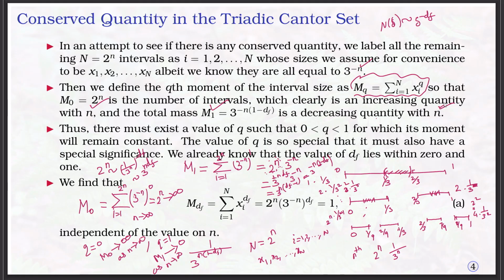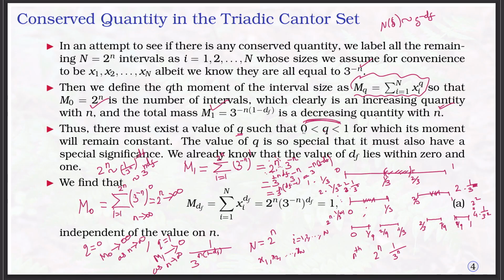So there is an intuition that there must be a value of q between 0 and 1 for which the moment will remain constant. Here, with respect to the iteration, the zeroth moment tends to infinity, and with respect to the first moment, if the iteration tends to infinity, the moment tends to 0.